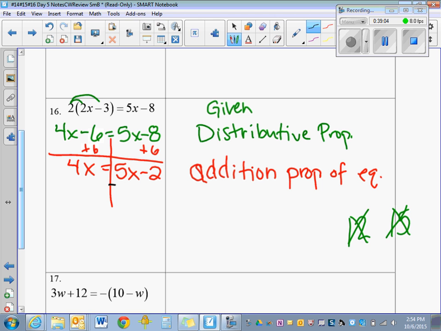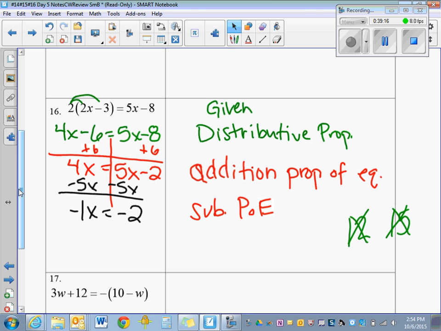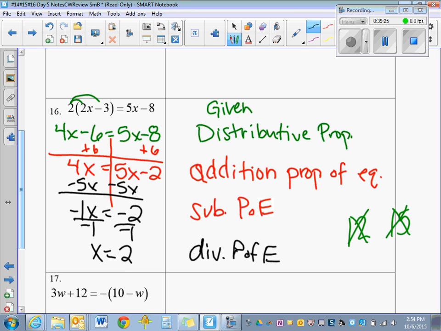Okay, and then subtract 5x. I should have done it the other way, shouldn't I? It's alright. So that's the subtraction property of equality. And then divide by -1. And that's the division property of equality. Isn't it great? Other questions?